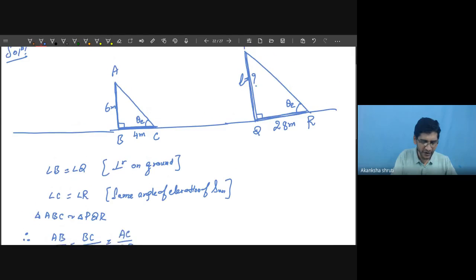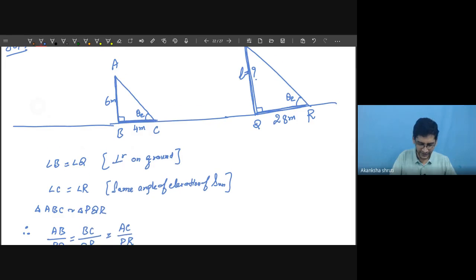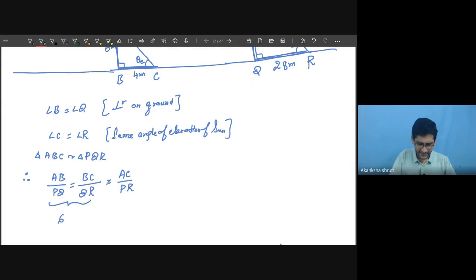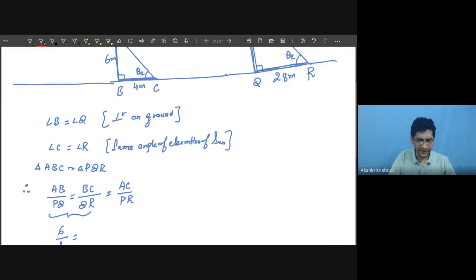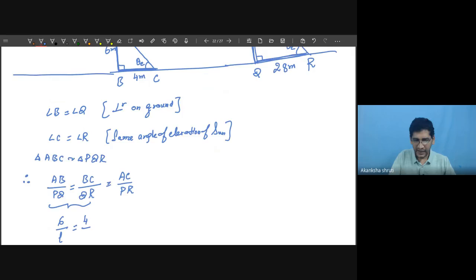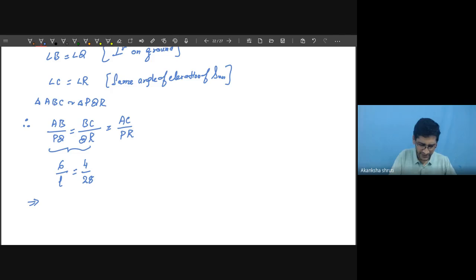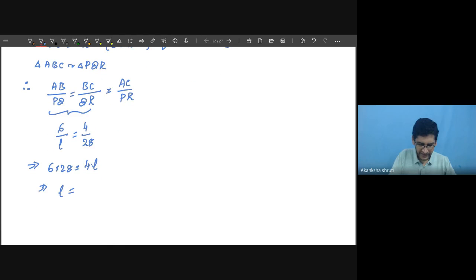Now what is required here? Here we are observing the perpendicular and base, only these two are required. So we will take the first two and substitute. AB is our 6 by the length L we want to calculate. Another one is 4 and QR is our 28. So just calculate this. Do the cross multiplication. 6 into 28 is equal to 4 into L. So this implies L is 6 into 28 divided by 4. So 7, it is our 42 meters.